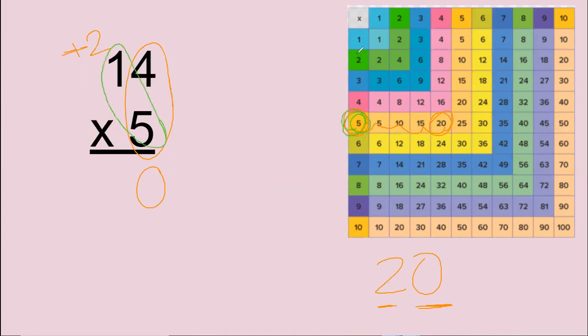Here's my 5. Count over 1. Oh, 5 times 1 equals 5. But I need to add the 2 that's above there that I had to regroup. 5 plus 2 equals 7. So this tells me that 14 times 5 equals, you got it, 70. Let's do another one together.